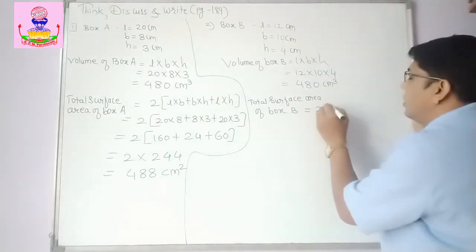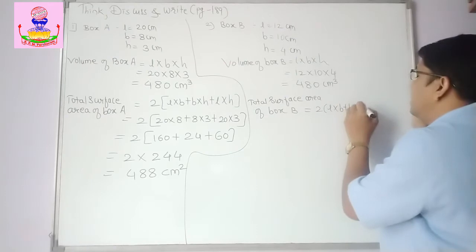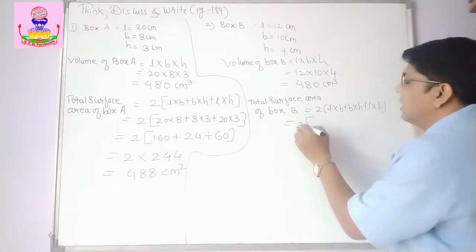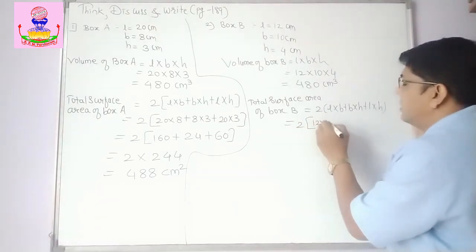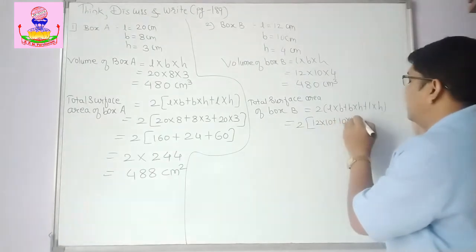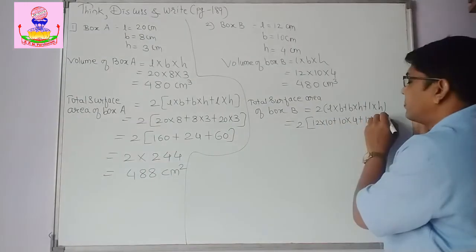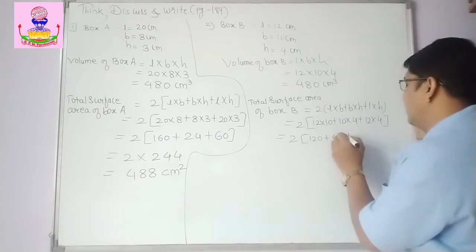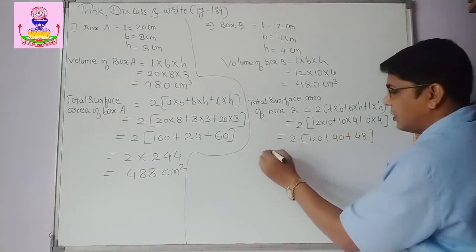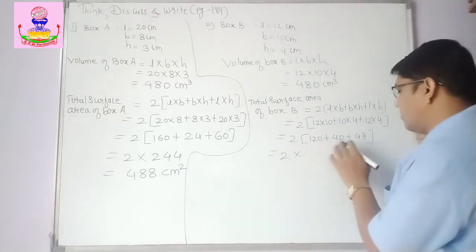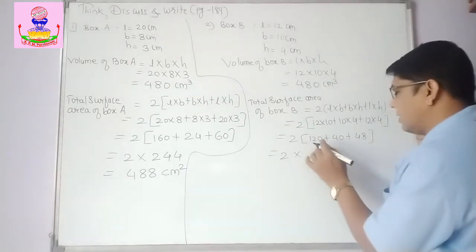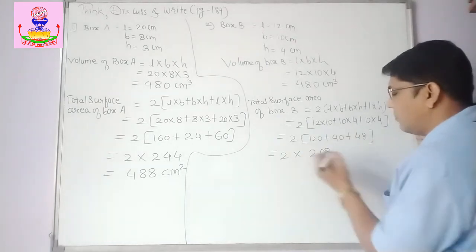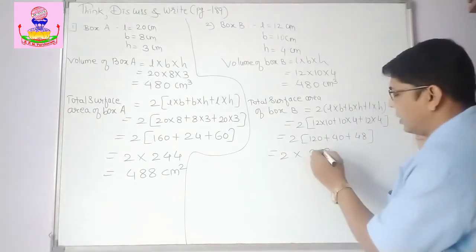Okay, now, total surface area 2 into L into B plus B into H plus L into H. Right? Now, that is equal to 2. What is the length? Length is 12, breadth is 10 plus 10 into 4 plus 12 into 4. Now, 12 tens are 120, 10 fours are 40, plus 12 fours are 48. So 2 into 0 plus 0 plus 8, that is 8. 2 plus 4, 6. 6 plus 4, 10. 1 carry on. So 1 plus 1, 2. So 208. Okay.